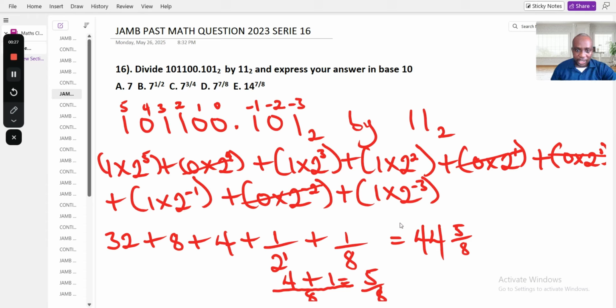Let's go to the next page. This one is to be divided by what? By 11 base 2.